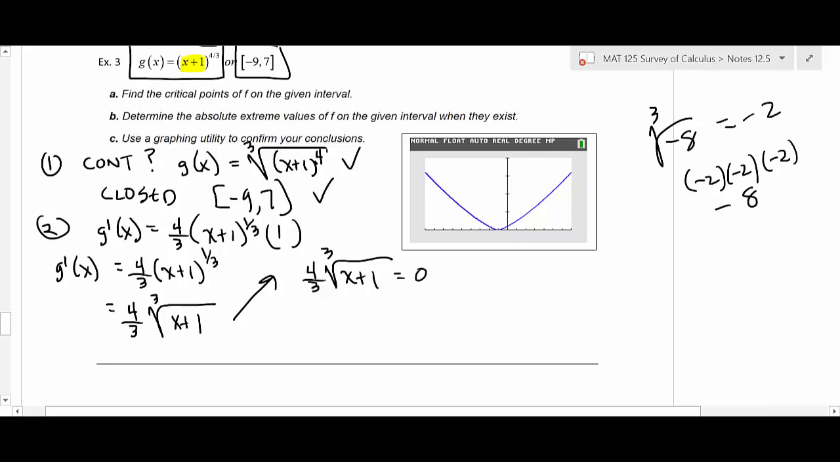Okay? Now, how do you solve an equation like this? Well, you have a fraction. So one way to do this is just make this 4/3 go away. You could multiply by 3, or you could even multiply both sides by 3/4. That just gets that whole fraction to go away. If you do that, that's just 1, right? That's 12 over 12, that's 1. So you've got the cube root of x plus 1 equals 0.